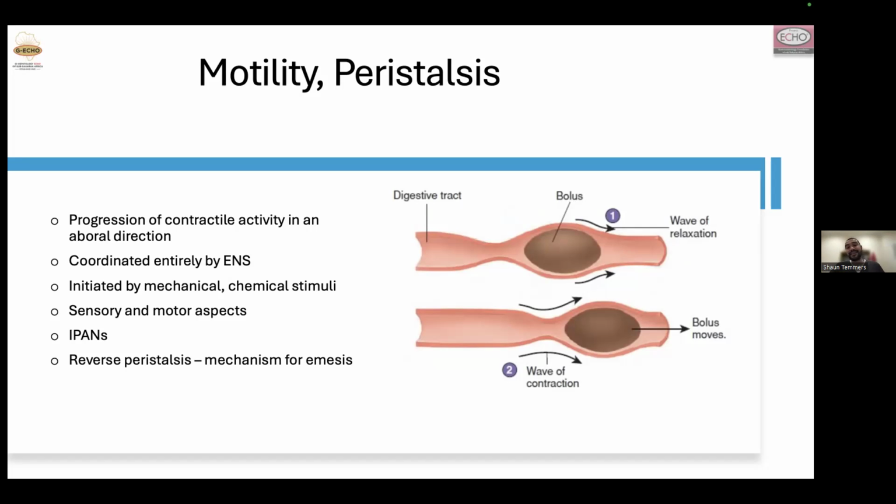It's coordinated entirely by the enteric nervous system, and it can be initiated by both mechanical, in other words, stretch or contractive forces, or chemical stimuli. But it also has a sensory and a motor input. It's thought to be mediated by IPAN activity, but this has not been well described. Reverse peristalsis does exist, and it's thought to be the mechanism of emesis that we see in patients.